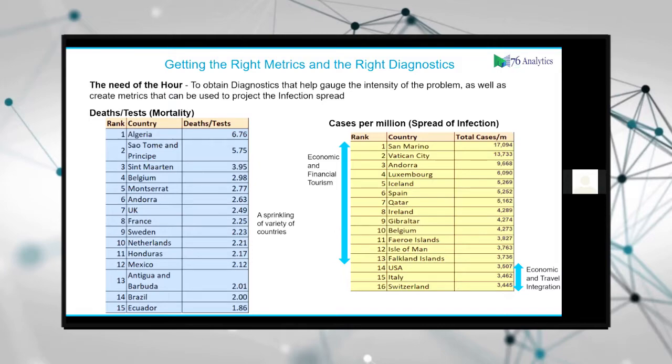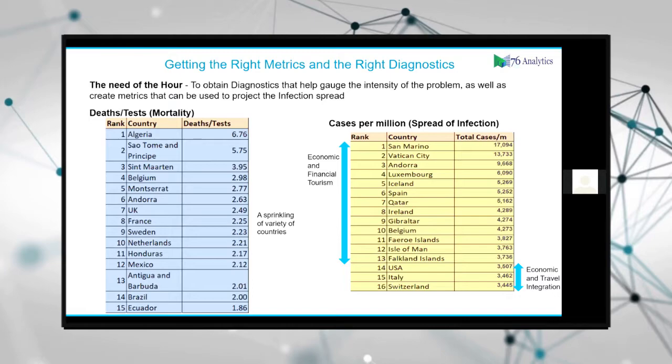And you have Belgium at the fourth place, the most commonly heard of European countries, which are in the news for a large number of coronavirus infection cases and a large stress on their medical systems. UK and France come at the 7th and the 8th position. Again, you have Brazil down at the 14th, and at the 15th you have Ecuador.